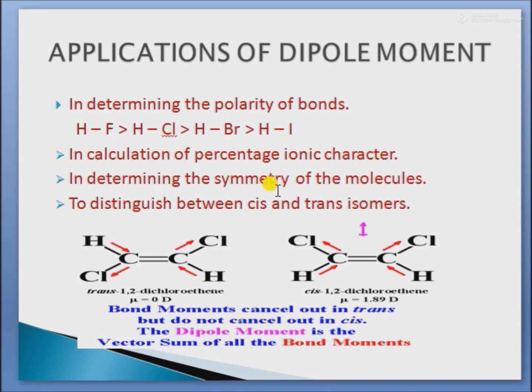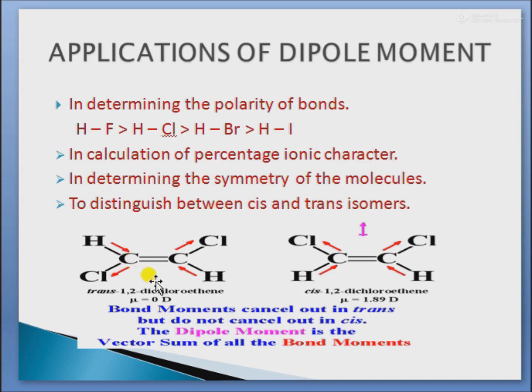For example, in carbon dioxide, dipole moment is zero, it means it is symmetrical. But in case of water, it is unsymmetrical and it has net dipole moment. Next, it is used to distinguish between cis and trans isomers.